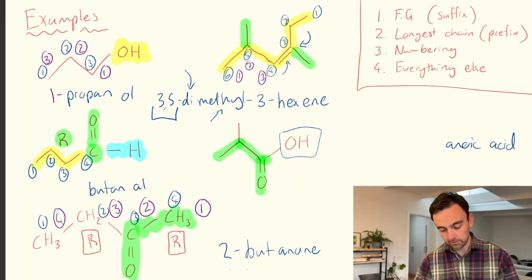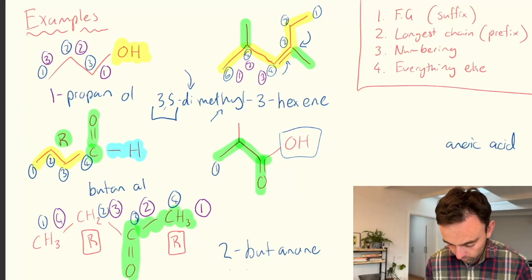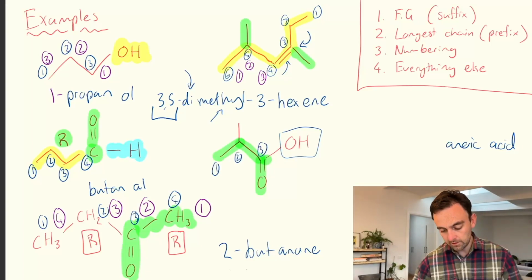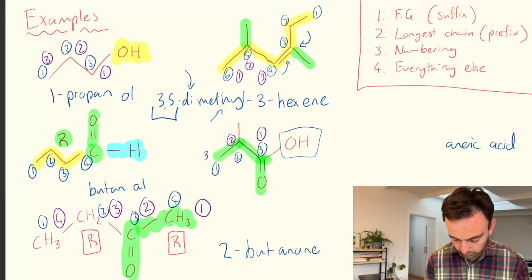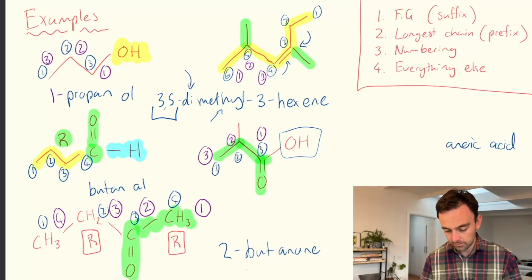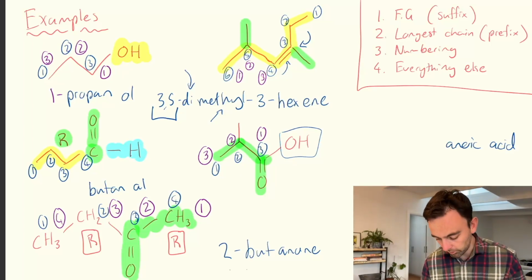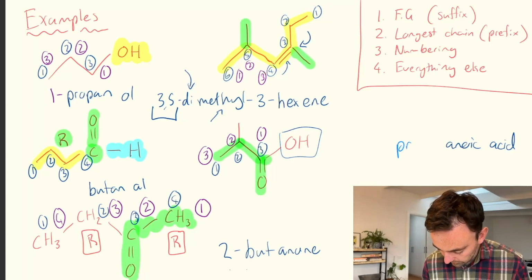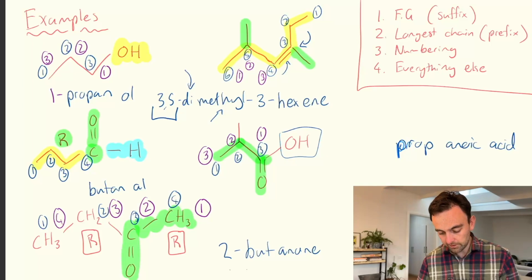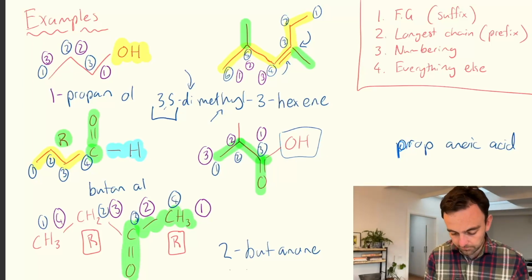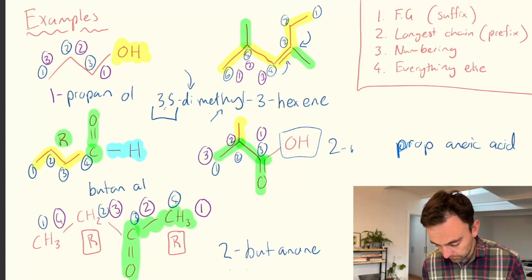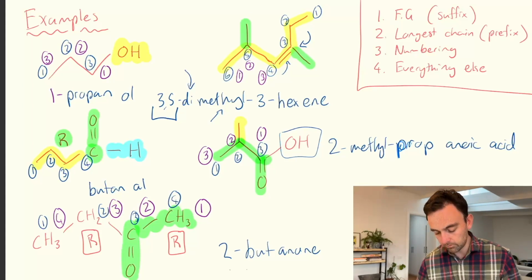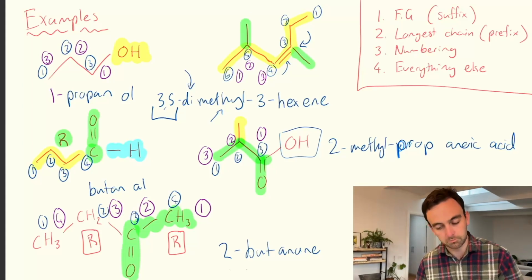And then we need to count the longest carbon chain. So 1, 2, 3. Now I've done this the wrong way, so we need to go this way. So 1, 2, 3. So that makes it Mary eats plums, so propanoic acid. And then on the 2nd carbon, here we have a methyl group. So that will be 2-methyl propanoic acid, and it's just normal propanoic acid because the functional group is on the 1st carbon.